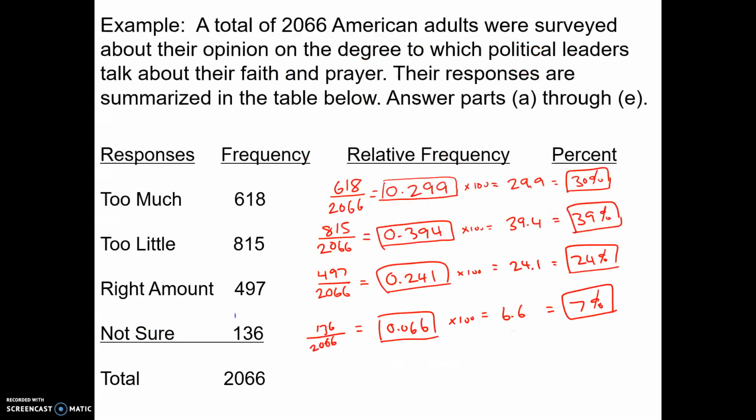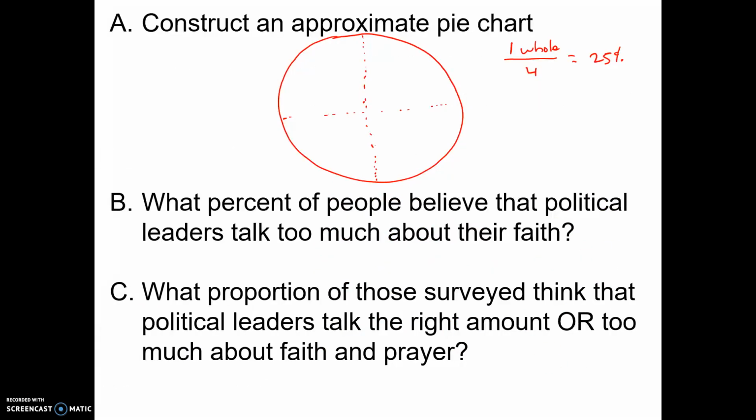So the first category, 30% of people said politicians talk too much. So if this is 25%, then 30% will be just above it. And again, we are doing an approximation. It's not exact by any means. So we're going to say that this is about 30%.